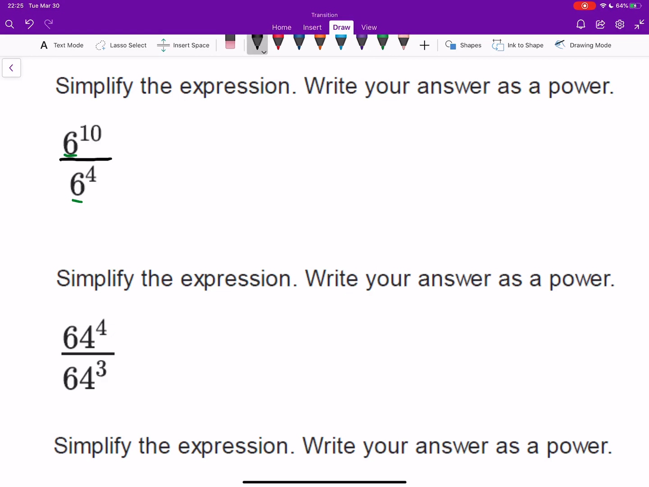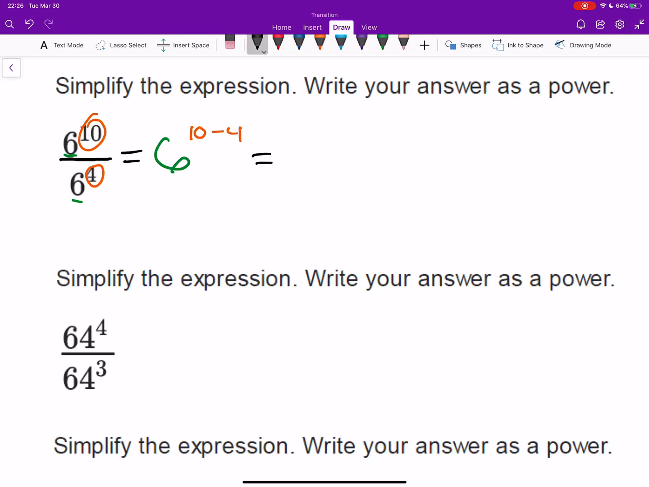You could also list it all the way out. Write 10 sixes on the top. And think of it this way. If there were 10 sixes on the top and 4 sixes on the bottom, how many would I end up having left? Or 10 minus 4. And you know that you'd end up having 6 sixes left. Kind of a tongue twister there. You can do 10 minus 4 as our shortcut.